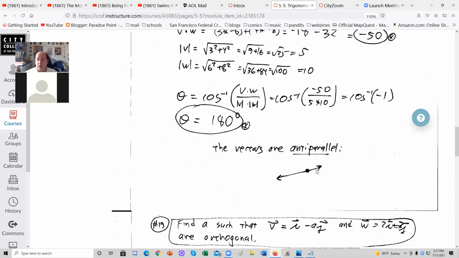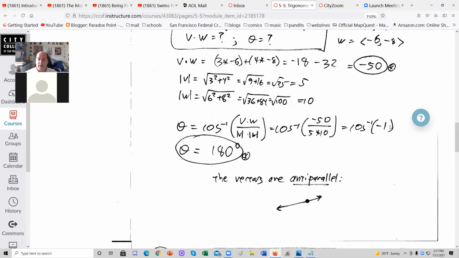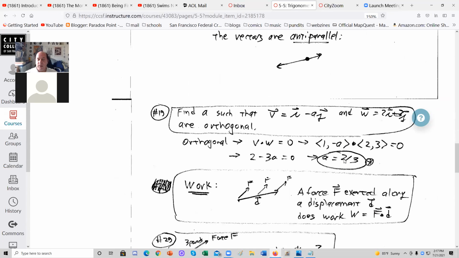So these vectors are what are called anti-parallel. They point in opposite directions. And you can see that. You take 3 by 4 and multiply by negative 2, you get negative 6 by negative 8. So they point in opposite directions.